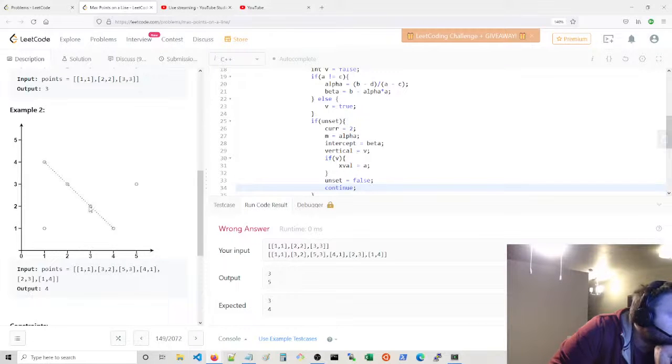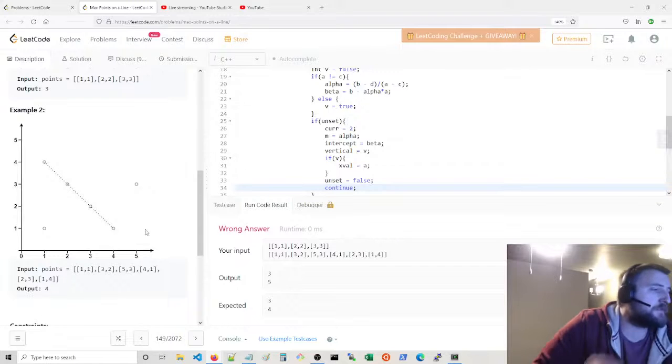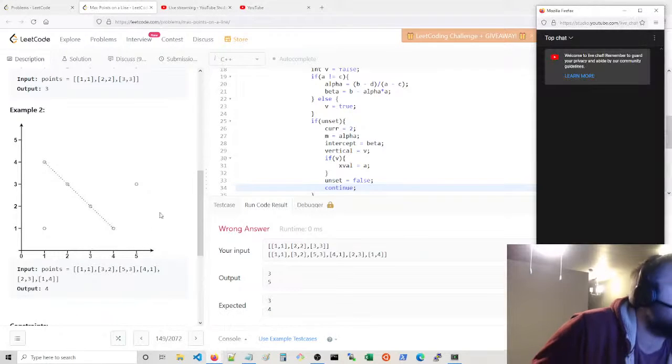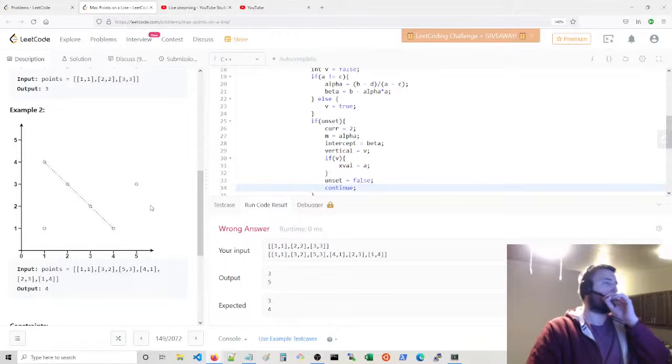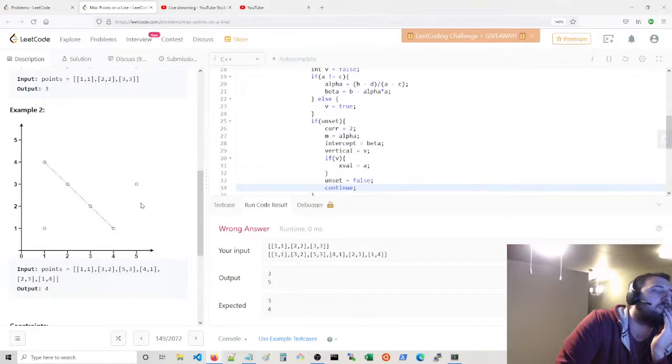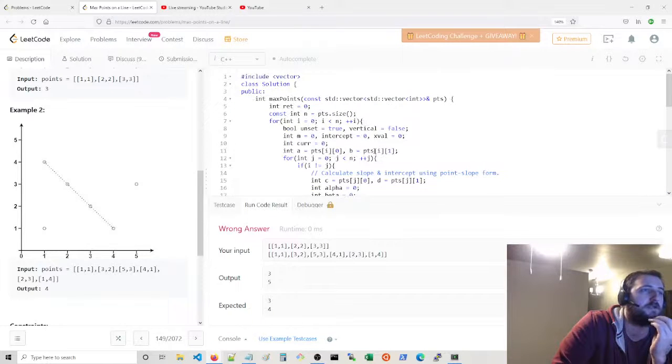Then we try 5 3. So I think what I'm doing wrong is I do need to actually create that set that I was describing before, because we're not going through all of the possible lines. That's kind of an issue.